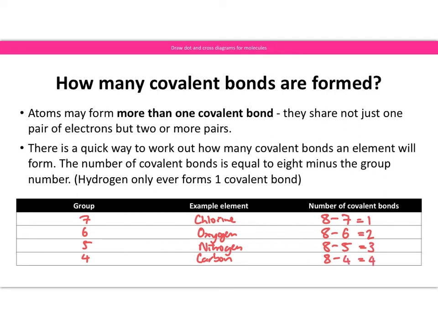And the only other one to mention, because it sort of sits there on its own, is hydrogen, and hydrogen will only ever form one covalent bond. So this is useful because when we start to do the dot and cross diagrams, we already have something to give us a strong guidance.